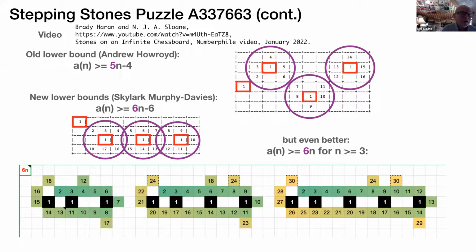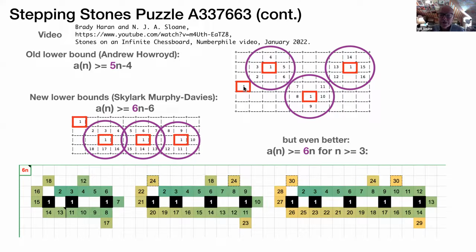So Brady and I made a video which appeared in January on YouTube. And one of the first comments came in from Skylark Murphy, who improved the lower bound. A really brilliant idea. I thought many people thought about this, but no one else came up with this idea. So the old lower bound was from Andrew Howroyd, who got a lower bound of 5n minus 4 by placing the stones in a zigzag.